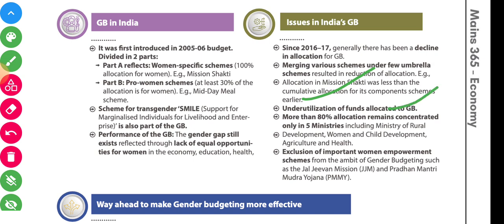Underutilization of funds allocated to gender budgeting: more than 80% of the allocation remains concentrated in only 5 ministries, including Ministry of Rural Development, Women and Child Development, Agriculture and Health. And exclusion of important women empowerment schemes from the ambit of gender budgeting, such as Jal Jeevan Mission, Pradhan Mantri Mudra Yojana.